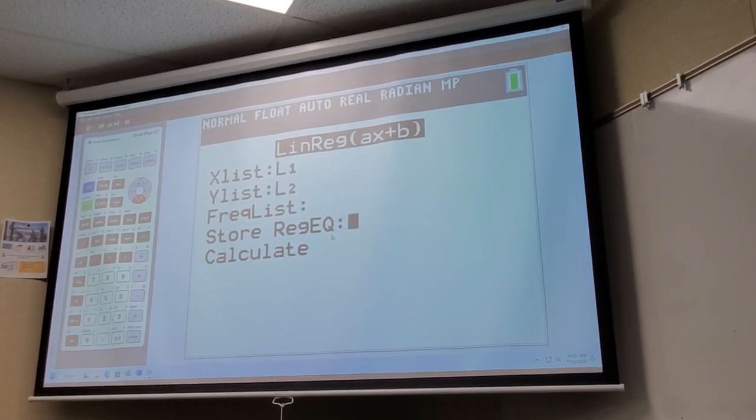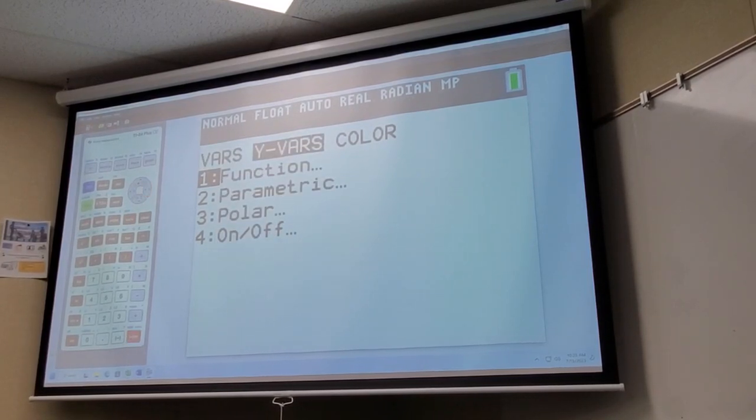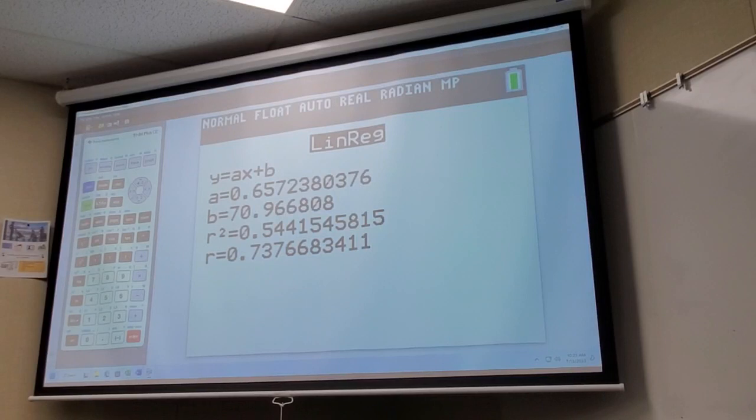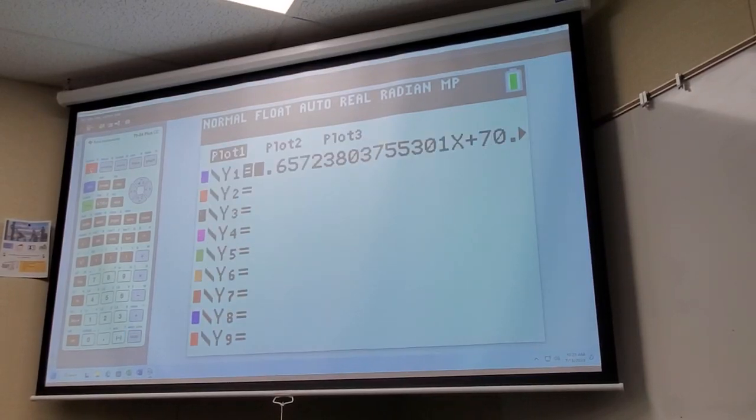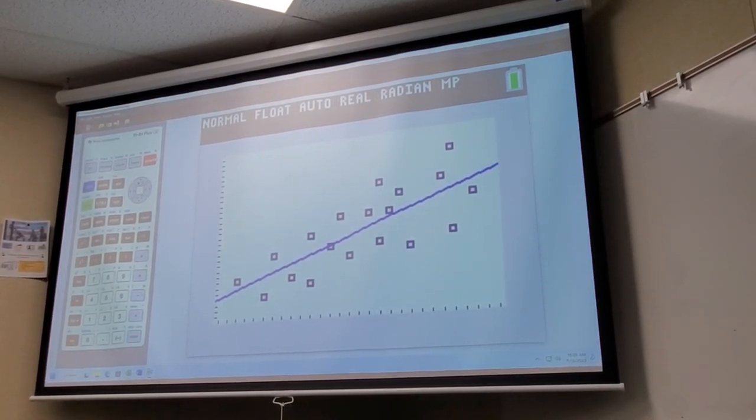Real quick, were we able to get the line without using what I'm about to show you? Yes. You can just hit Y equals and put the thing in there. Just to show you, if you go to store, regression, equation, I can then go to variables, Y variables, function, Y1, and it will store this equation in Y1. All the decimal glory of it. You see what I'm saying? Do we need that? We don't need that. Is it there for you if you want it? Yes. Otherwise, you just manually type it in.